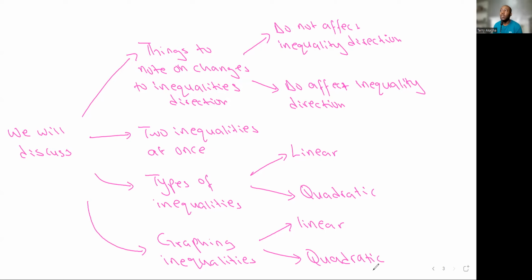All right. So we're going to go straight to that. I'm going to start with things to note on the changes of inequality direction, and from there we'll build it up. If you've not reviewed the previous video, it's better you do so, especially when we get to the graphing. You need to know how to sketch both linear and quadratic. I have a video on that, so go and watch it. Make sure you've watched the previous video before coming here so that you will understand what we're doing.